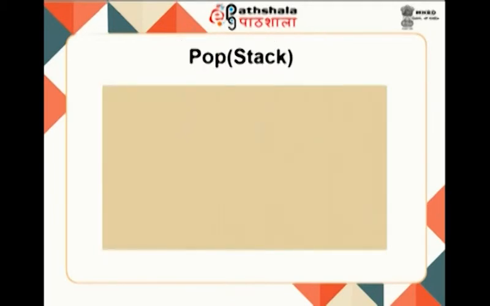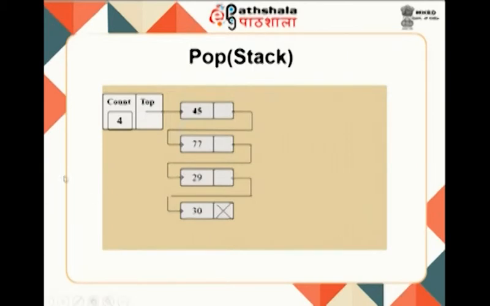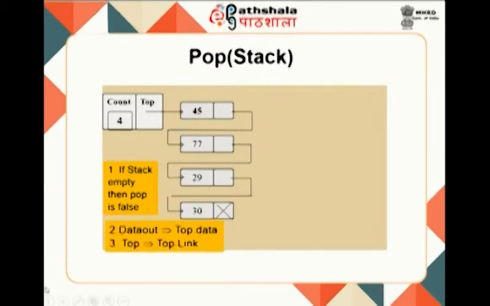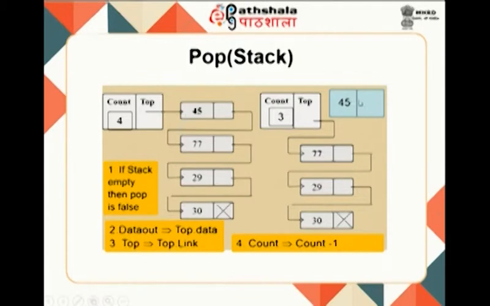Now, let us go to the pop stack operation. This is the stack before the operation, and if the stack is empty then pop is false, the normal operation is empty. So, data out is equal to top dot data and top is equal to top dot link. Now, the new top will point to this. Of course, the count has to be decremented. So, this 45 is given out and the new top points to the address of this node, and count has been decremented. So, this is the pop stack operation.